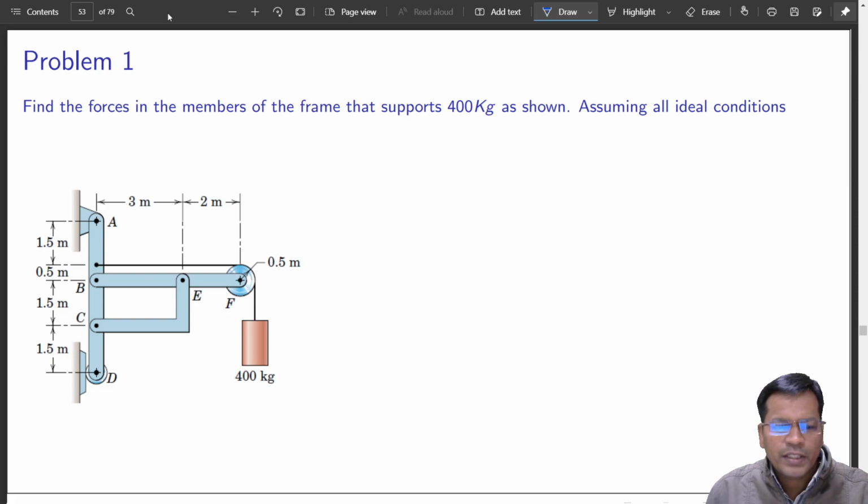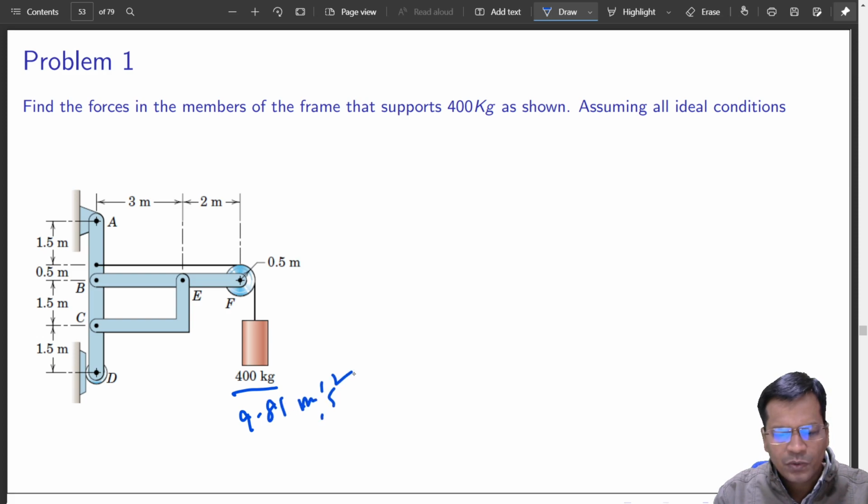Okay, so let us begin. This problem states it has a 400 kg downward force. So I take g as usual, g is 9.8 meter per second squared, just to convert this to Newton force.